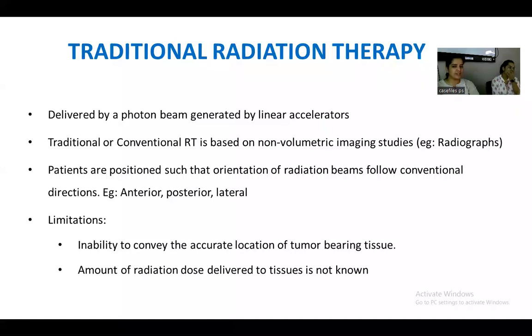It is basically based on non-volumetric imaging studies. Here, the total tumor volume is not defined, that is, how much volume we are irradiating with the radiation. Patients are positioned in such an orientation that the radiation beam follows the conventional directions, such as anterior, posterior, or lateral only. The limitations of traditional radiation therapy were the inability to convey the accurate location of the tumor bearing tissue, and the amount of radiation delivered to the tissue was also not proven properly.